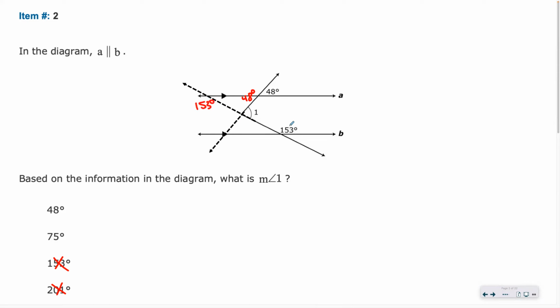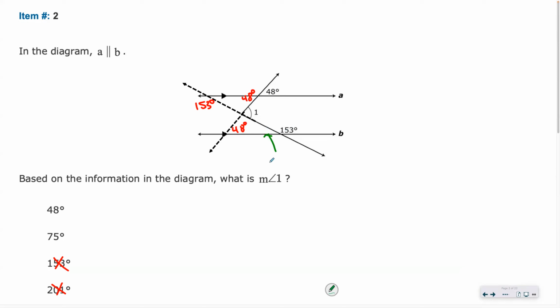I'm doing alternate interior right here. These two are the parallels. So it alternates on this transversal, and then over here, that was vertical angles. I could now go alternate interior if I wanted to, and say this is 48. How many degrees would be on this sideline right here? 180. Now how much does a line make? 180. That's called a linear pair. So it'll be a linear pair here.